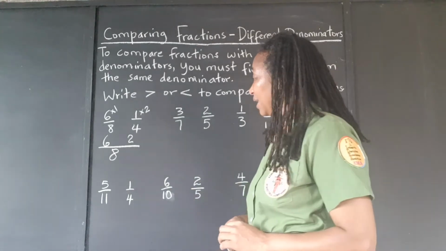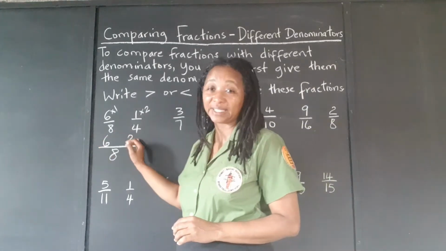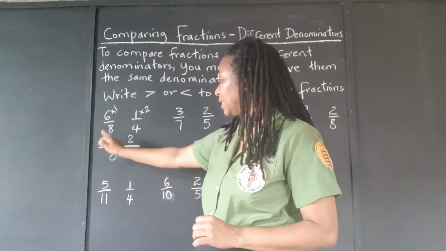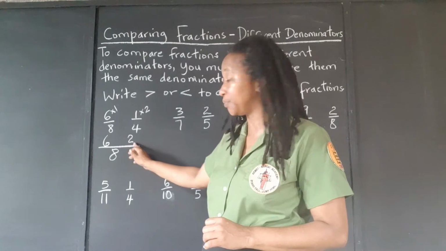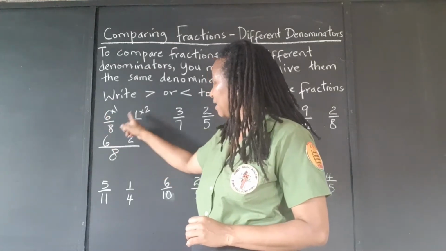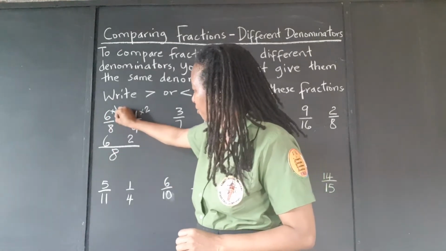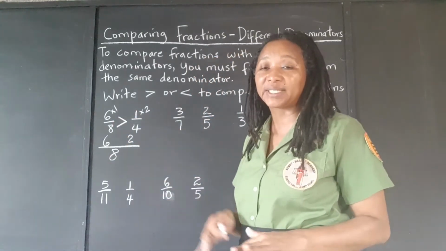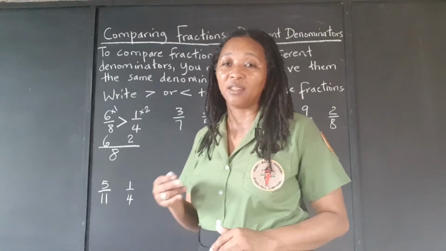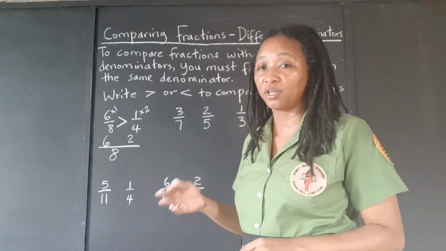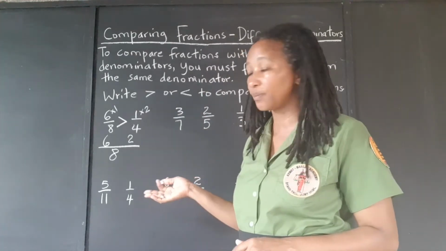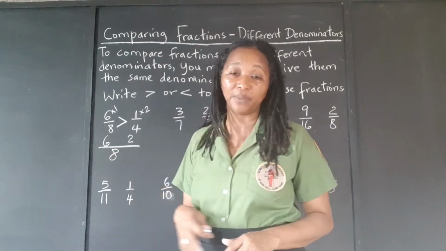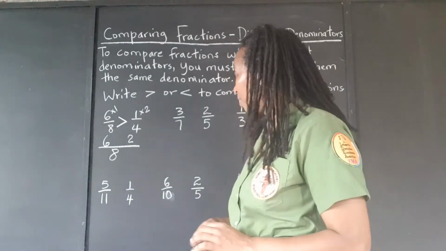Now we can go ahead and compare the numerators to see which one is bigger. So 6 is bigger than 2. So 6/8 is bigger than a quarter. So we put the greater than sign for that one. So the first step was to make sure that they have the common denominator or the common multiple. When we put them over the common denominator, then we can go ahead and compare the numerators.